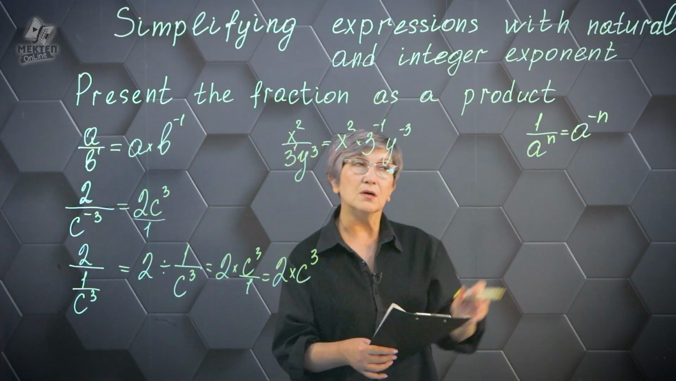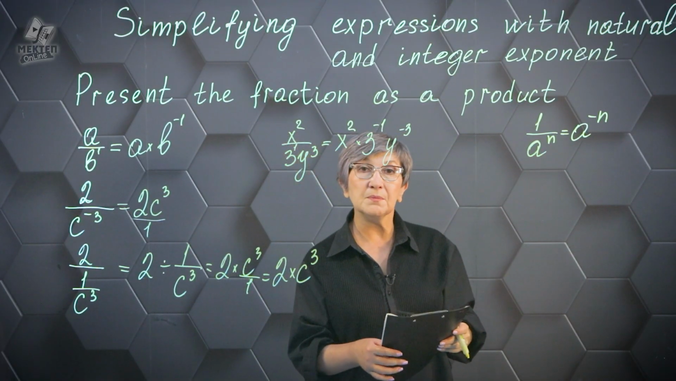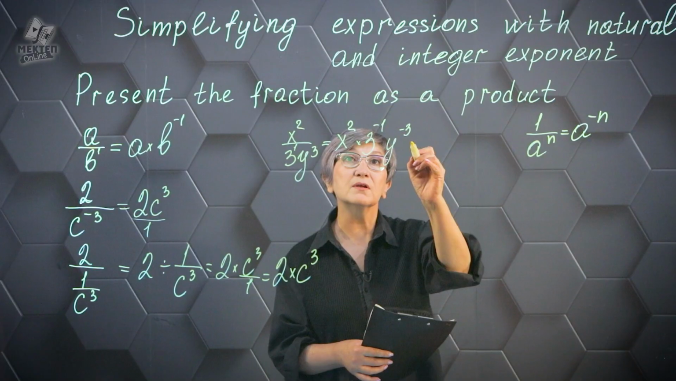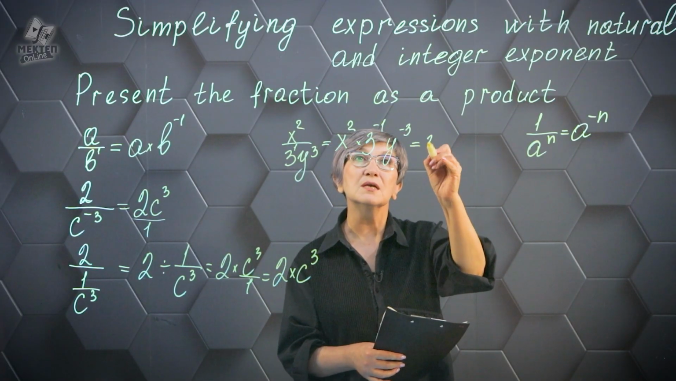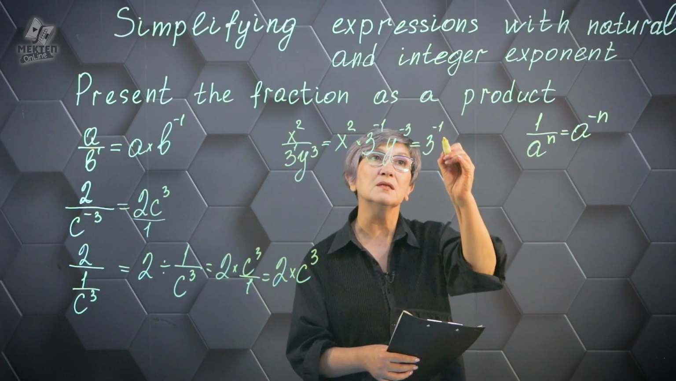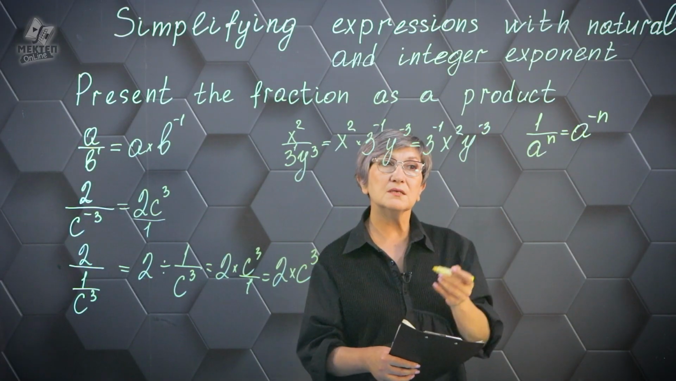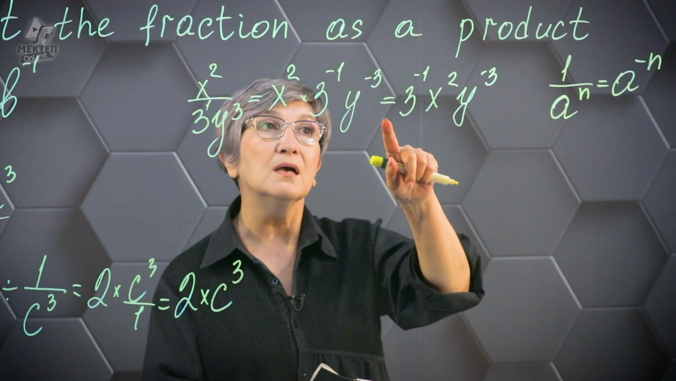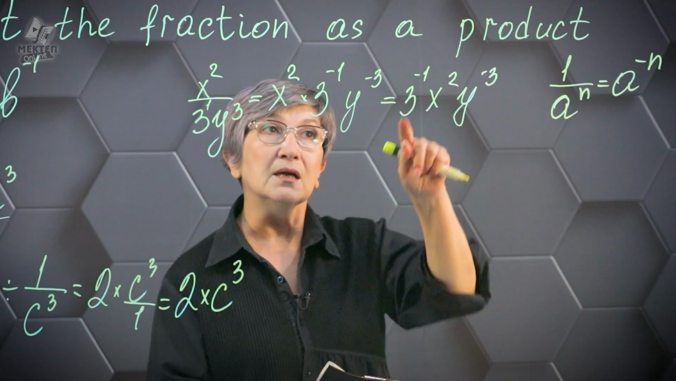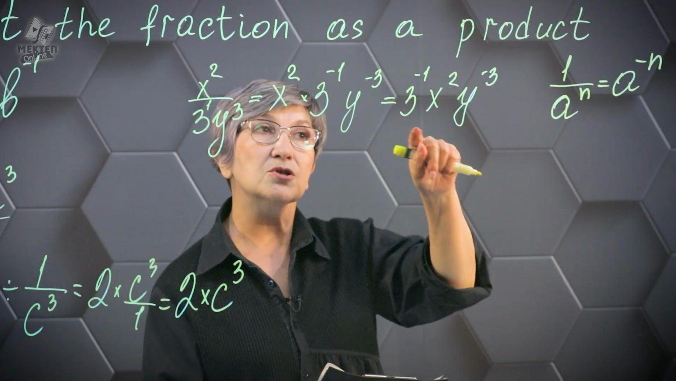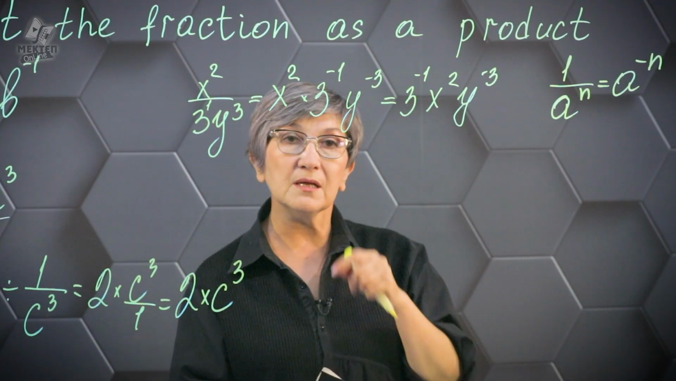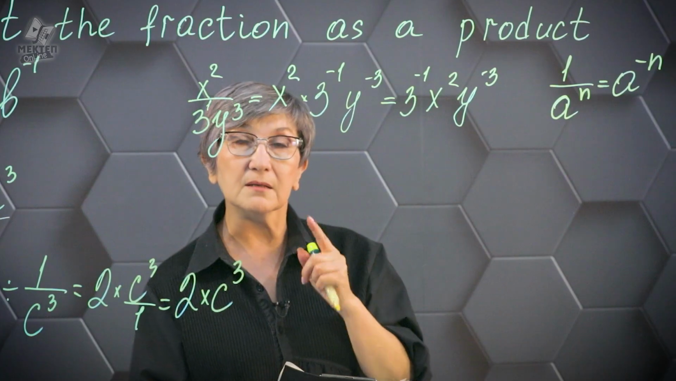Also, don't forget that we apply our definition to numerical expressions as well. As a result, we get 3 to the power of minus 1, x squared, y to the power of minus 3. Notice how I have written the final answer. The number comes first. Then the variables are written in alphabetical order.